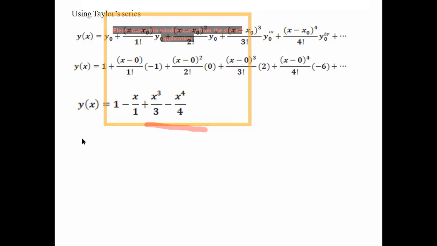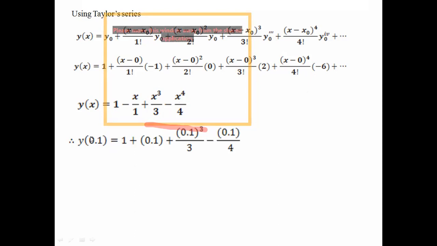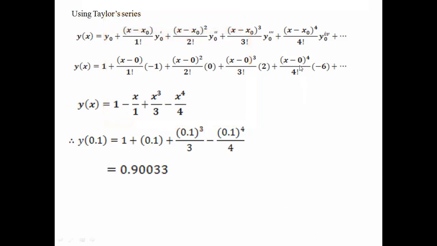Now, to get the solution at the particular point, it's asked to find the solution at x is equal to 0.1, so put x is equal to 0.1 here, it will give the answer. So y of 0.1 is, the question asked us to find the value of y at x is equal to 0.1. So that is 1 plus 0.1 plus 0.1 whole cube by 3 plus etc. Continue like this. If you add it using a calculator, you can see this value. It gives 0.90033. So this is the solution for this differential equation using this Taylor series method.